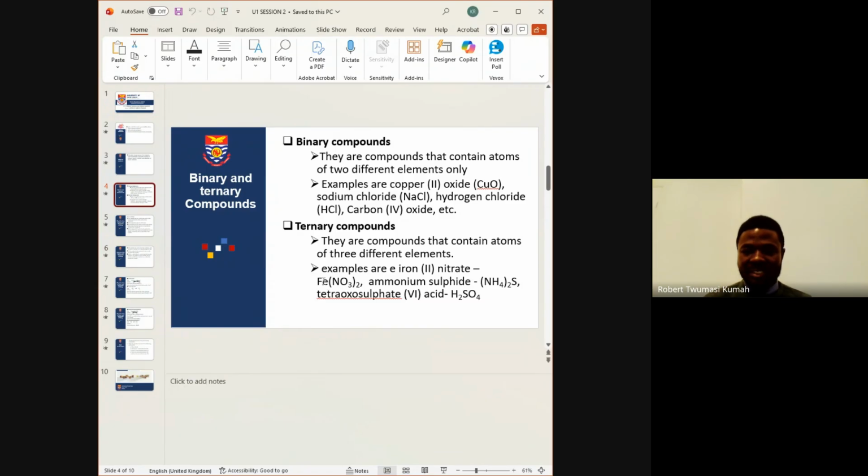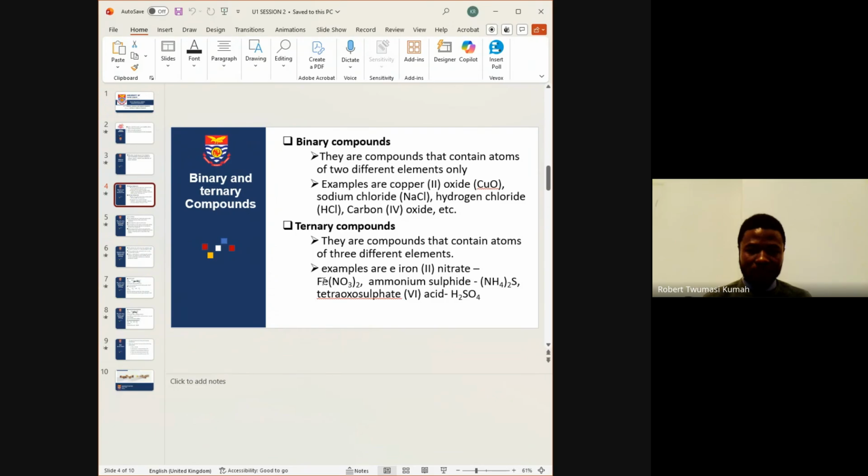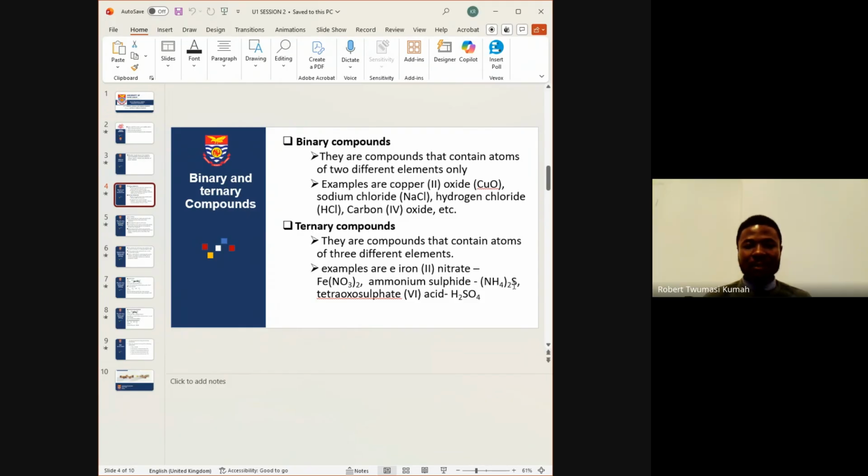We are not interested in the number of the same atoms present, but we are interested in the different atoms present. So when we look at this ammonium sulfide also, we've only got nitrogen, hydrogen, and the sulfur. So we are not interested in the number, but we are interested in the different elements or atoms present. Is that all right? Yes, sir.